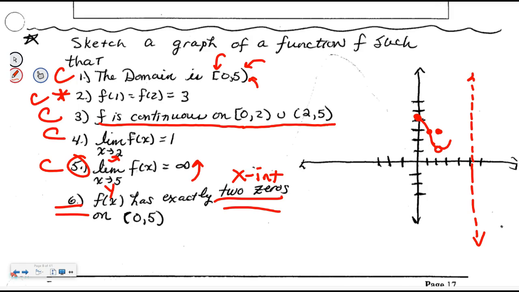So maybe I'll erase this, or I could swoop down, but I think I'm going to go like that. 1, 2, there. Did I meet all the criteria? Yes. Is it the only graph possible? No. They're a pain to correct, so I only test that you can draw one of them. So I put all of the criteria in one graph because I don't want to grade more than one graph.